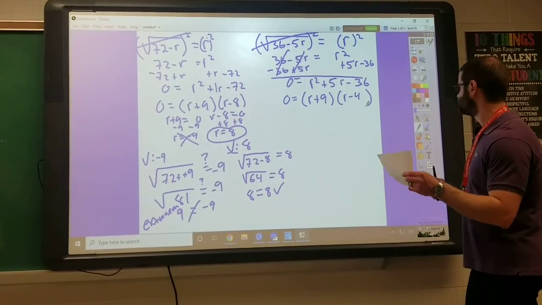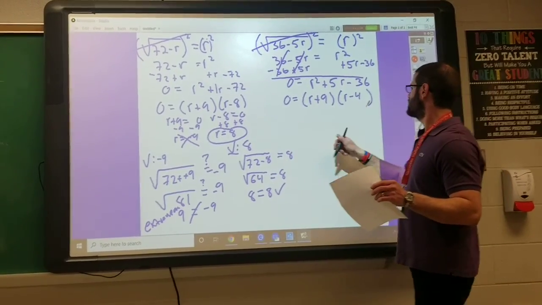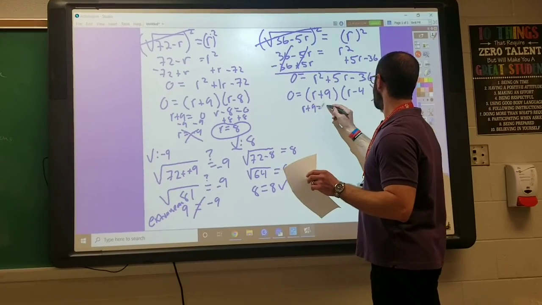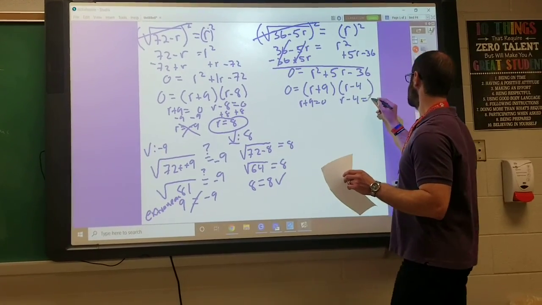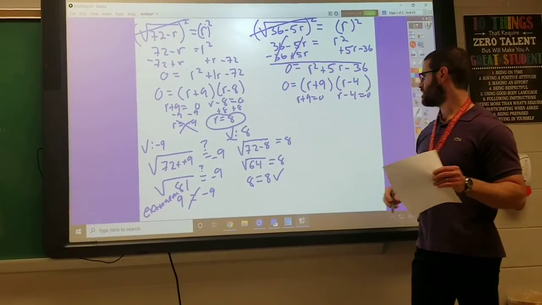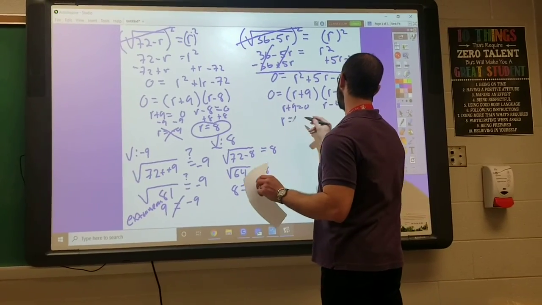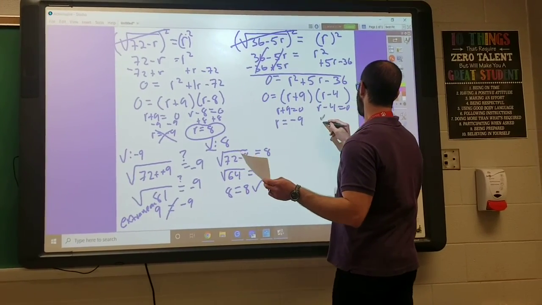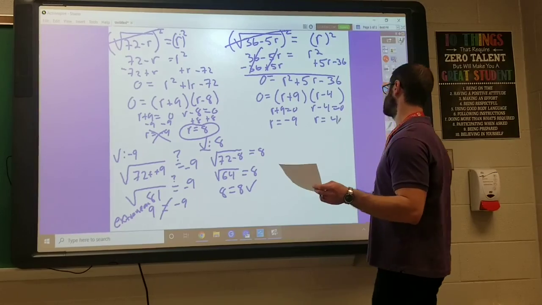So r plus 9 equals 0, r minus 4 equals 0. Remember, you set each factor equal to 0. r is possibly equal to negative 9. r is possibly equal to 4.